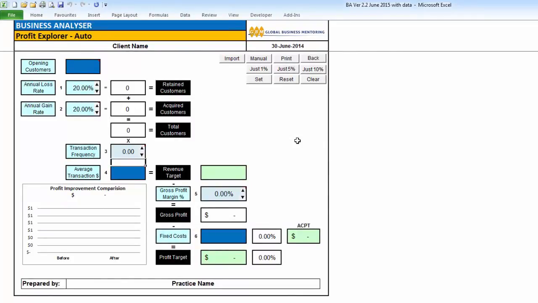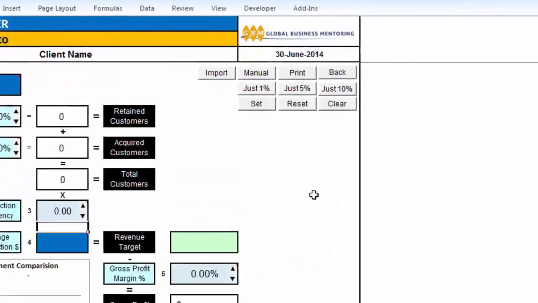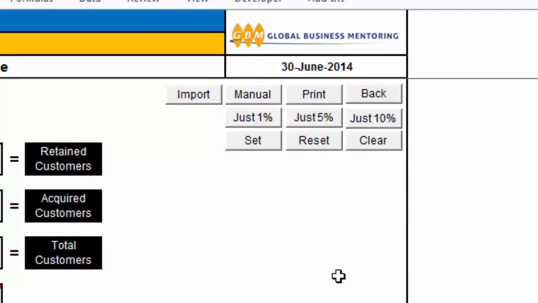There are two versions. Auto is where you can import data directly from the financial analyzer model contained in the file, and the manual version is where you enter the data manually. In the activation buttons in the top right hand corner, you can see that there is a button there called Import, and that's the one we'll be using today.